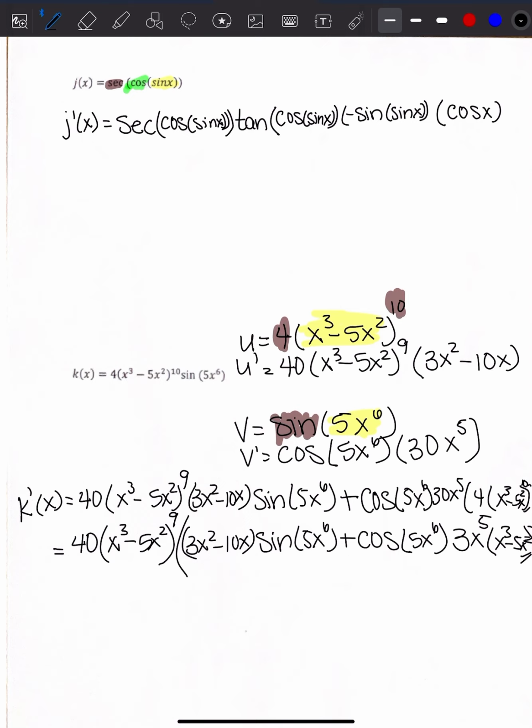So chain rule is one of those things we just kind of need to peel back all of these different layers in order to kind of get to the pieces that we need.